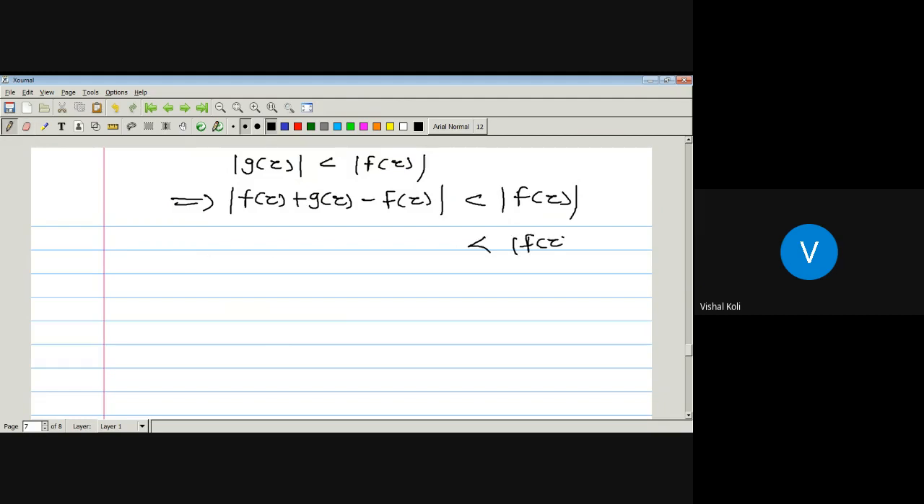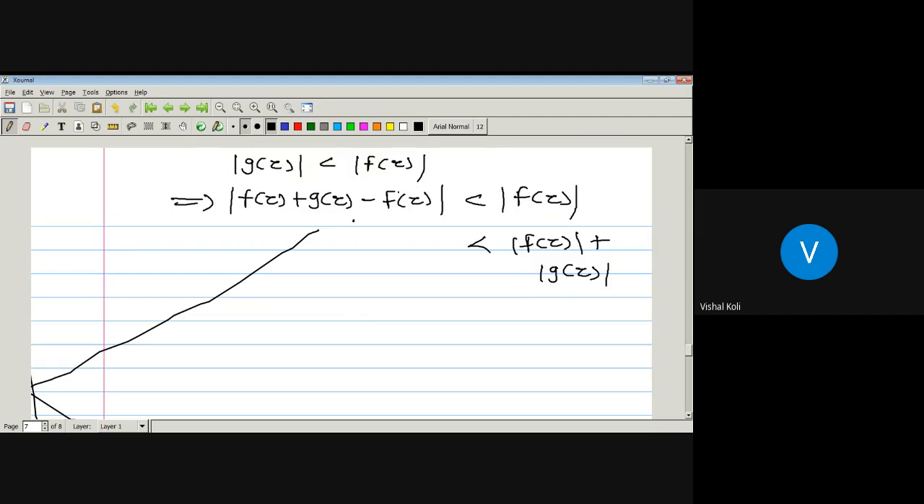So modulus of f of z is always less than or equal to modulus of f of z plus, as mod is a positive quantity, mod f z is always strictly less than modulus of f of z, as here we are adding modulus of g of z, and we know that mod is always a non-negative quantity. So it means the strict inequality will remain as it is.